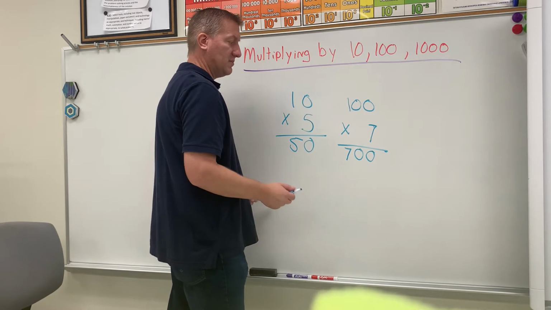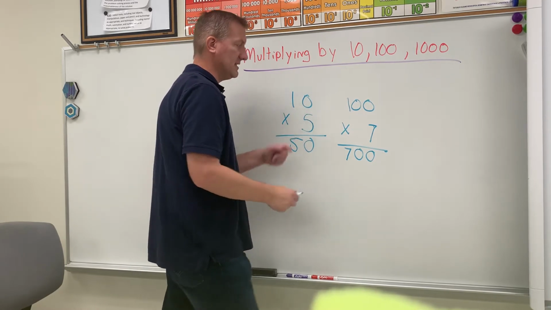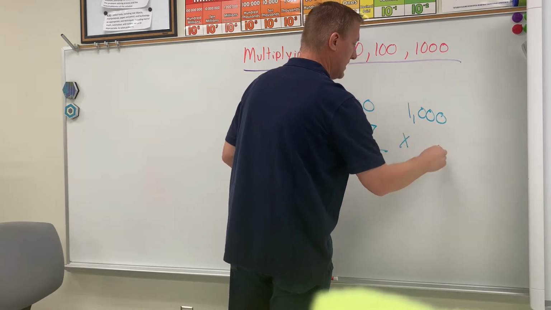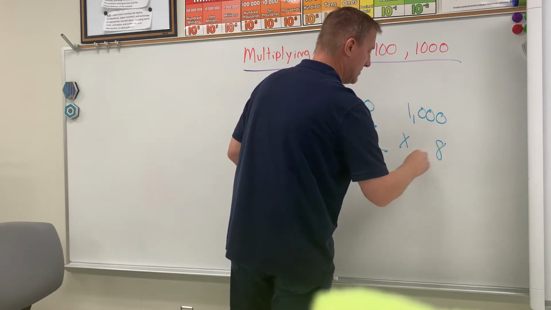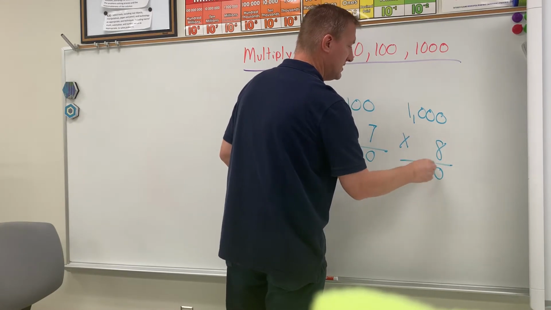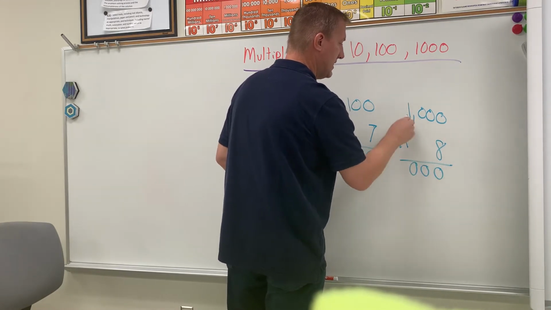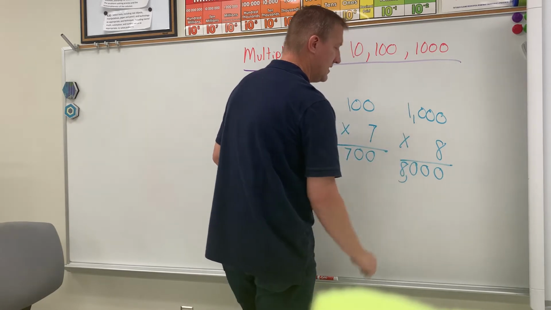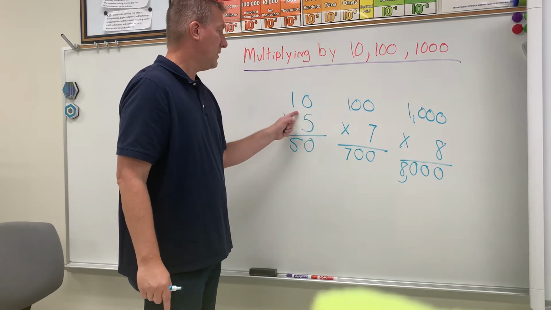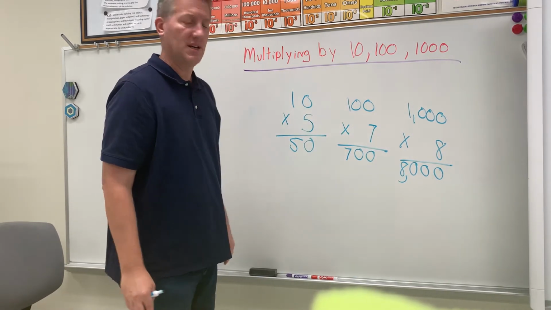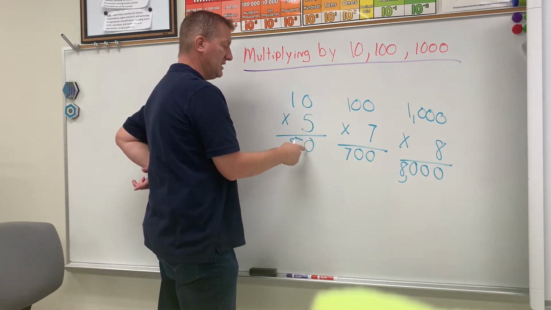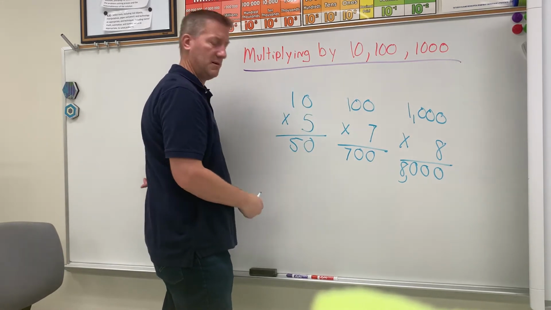It's pretty easy. Let's do times 1,000. Okay, let's do 8. 8 times 0 is 0, 8 times 0 is 0, 8 times 0 is 0, 8 times 1 is 8, and there you get your 8,000 is your answer. So multiplying times a single digit number is pretty easy. You just multiply each of them and put them down, okay?